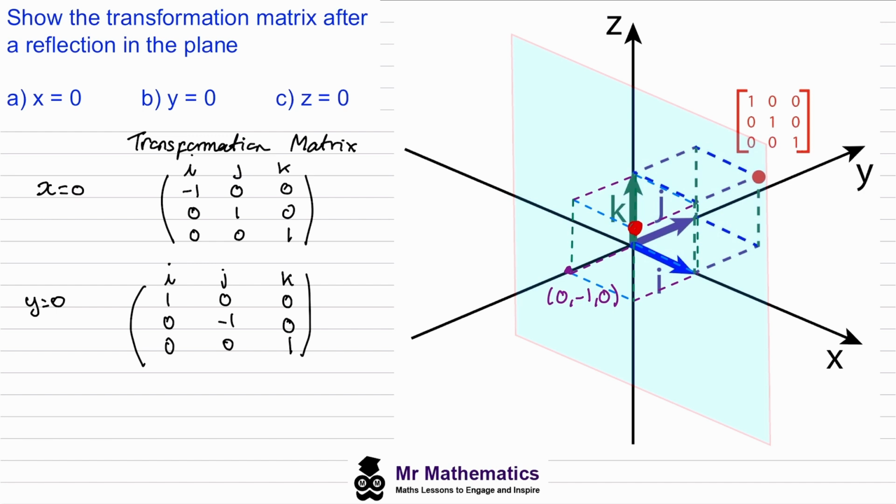Perhaps you want to find the transformation matrix after a reflection in a plane z equals 0. You can pause the video, and when you come back, we'll go through the worked solution. Okay, welcome back if you had a go.